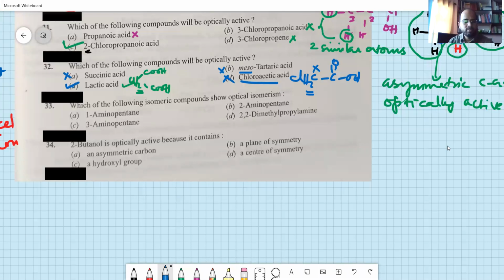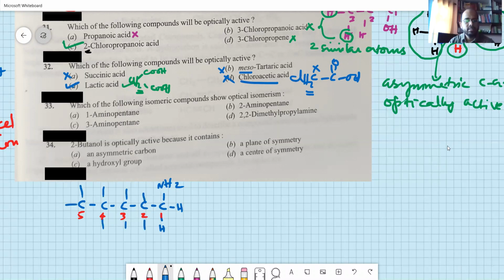Pentane, you first have to draw the pentane. Okay, 1, 2, 3, 4, and 5. So it's a plain molecule and numbering is from the right side. So 1, 2, 3, 4, and 5. Okay, so the first carbon is attached to the amine. And here you have to balance it by means of the H. So HH, HH, HH, HH. Okay, there is no asymmetric carbon atom.